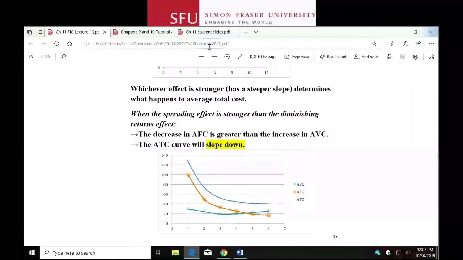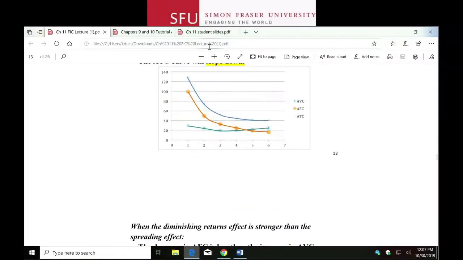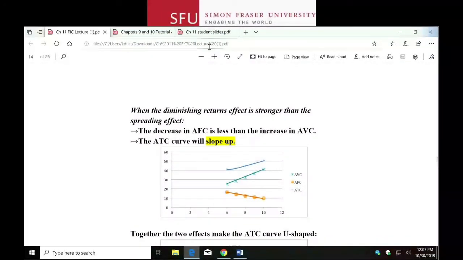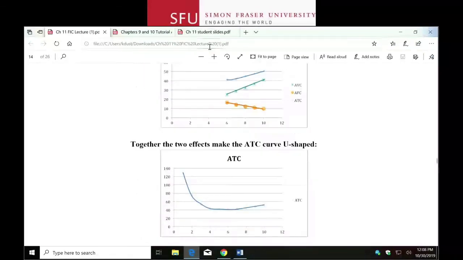But if the opposite becomes true, which is at larger amounts of output, if the diminishing returns effect is stronger, that's going to bring your total costs up. So the average total cost curve would slope up. Okay, so the two effects together mean that the average total cost curve is U-shaped. So it goes down and then it goes up.